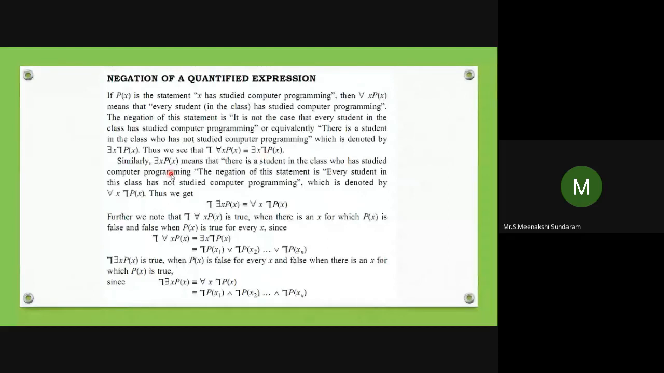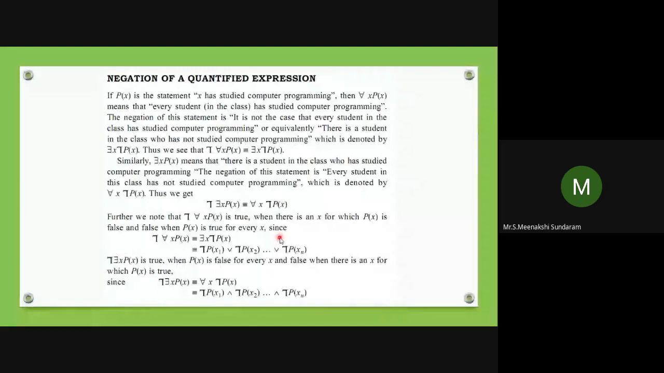Similarly, the negation of there exists x p of x means there is a student in the class who has studied computer programming. The negation of this statement is that every student in this class has not studied computer programming. That is the same as the above statement, which is denoted by for all x negation of p of x.